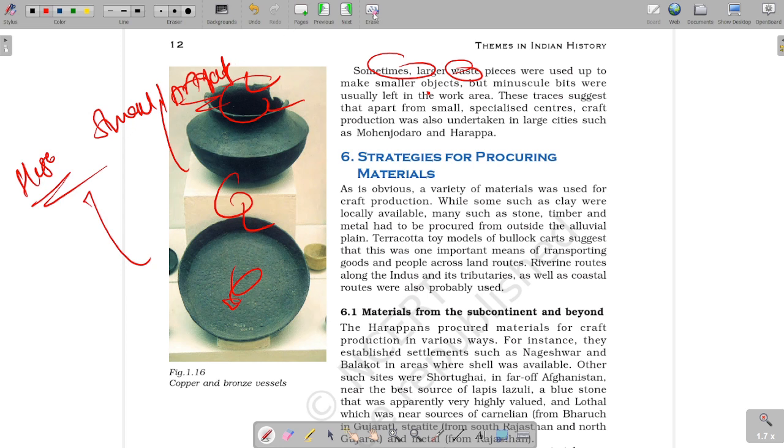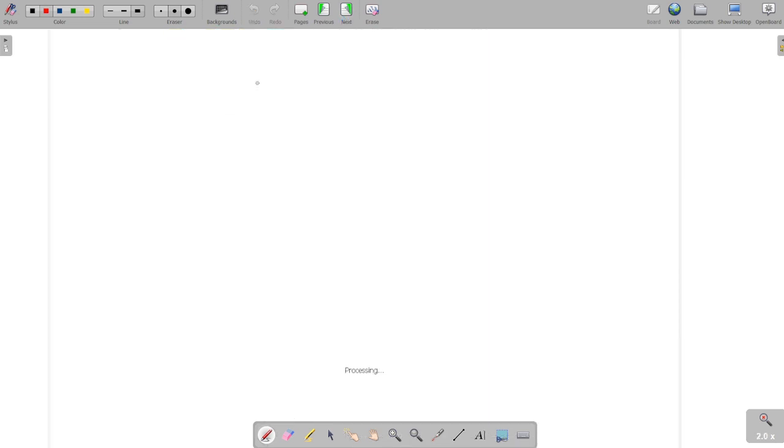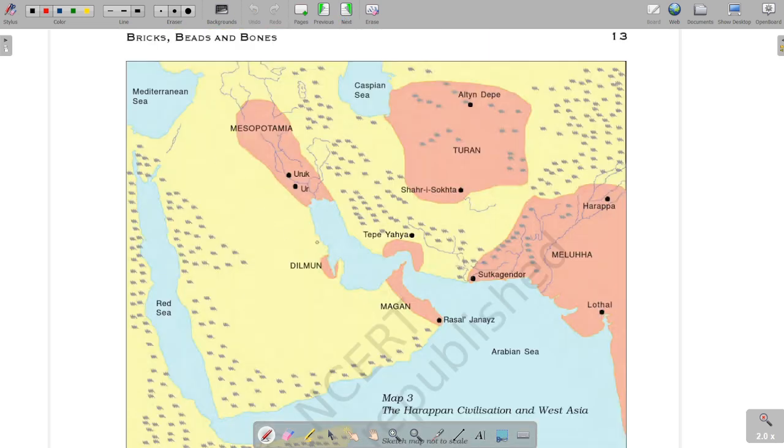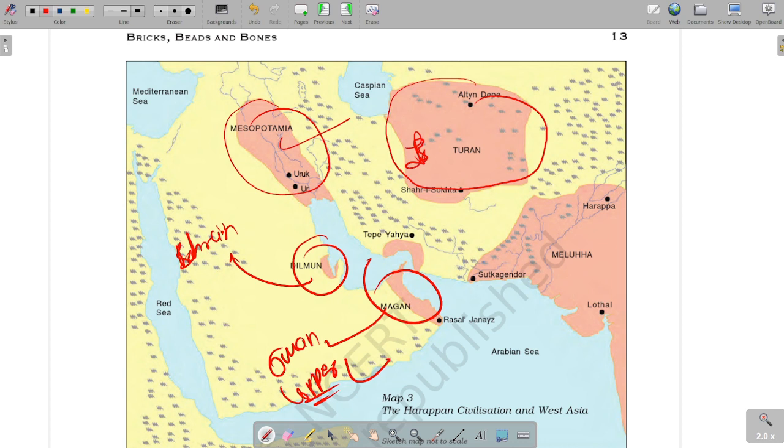Now, the raw material, which is the basic necessity of artifacts, was procured from various regions. We can see here in this map that this is Dilmun, which is Bahrain. This is Magan, which is Oman. From here, copper is imported. This is Mesopotamia. This is Iran Valley Civilization. This is Indus Valley Civilization.